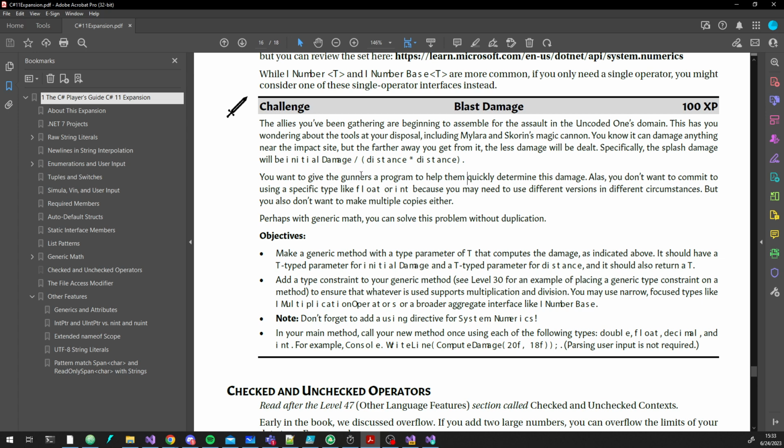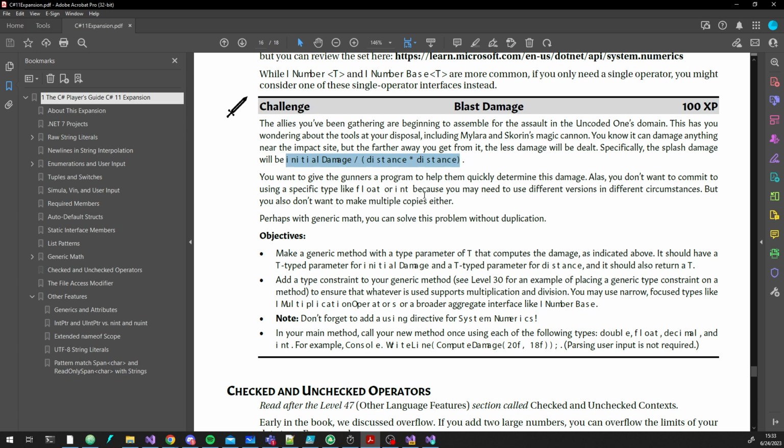Anyway, the idea with this challenge is simply there's some code here, and initial damage divided by the distance squared. That is, the farther away you are from the impact site, the less damage you're going to take. So if you use this cannon and hit something, then something that's right at that spot is going to take the full damage. But as you move farther away, the damage goes down.